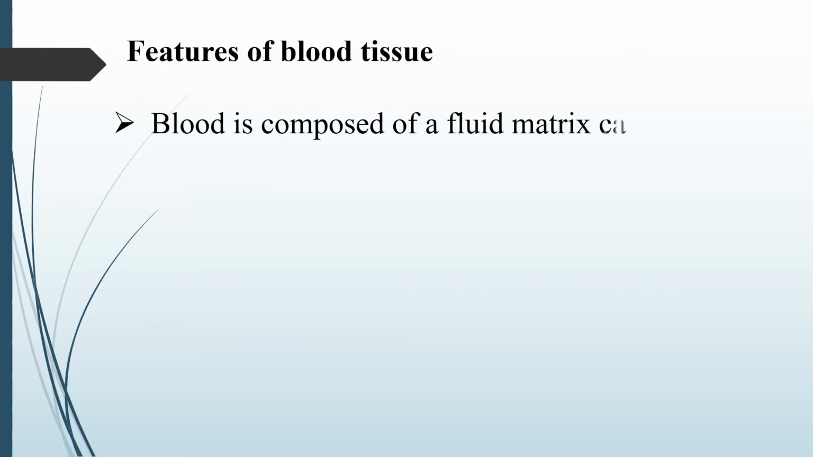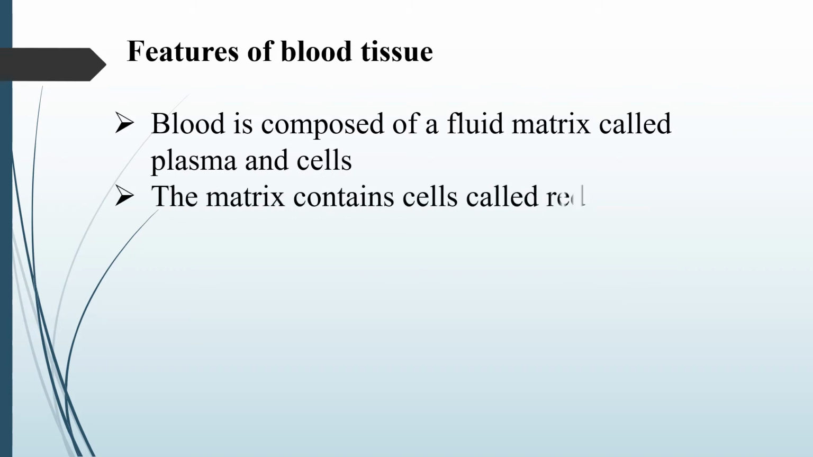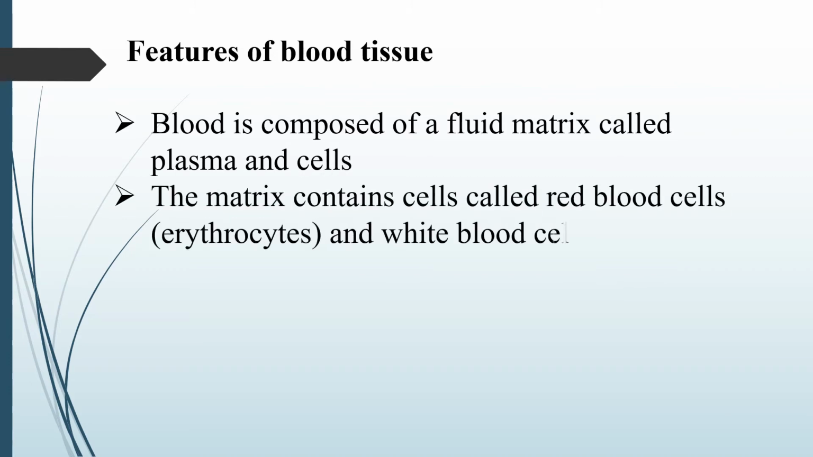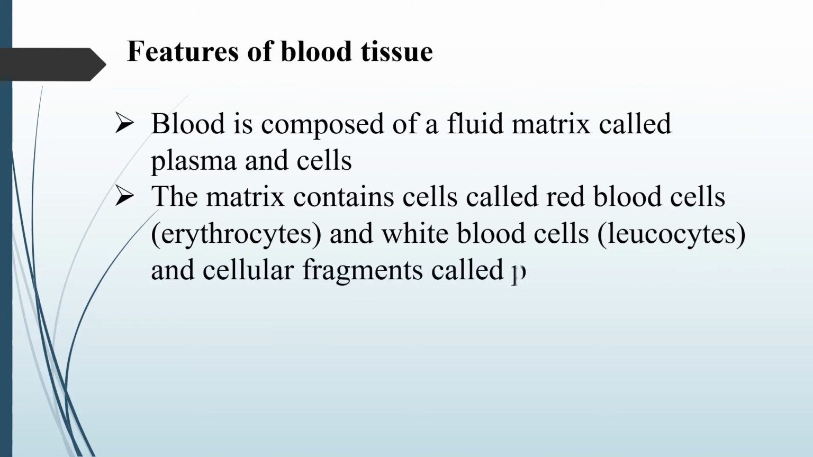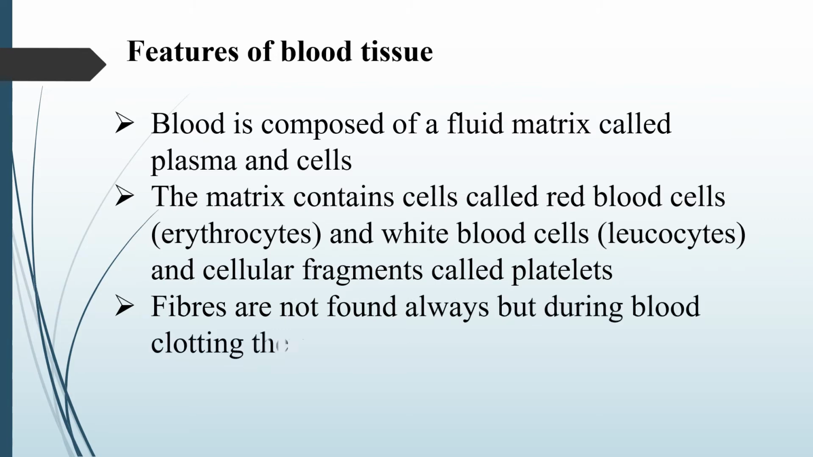Let's see what are the features of blood tissue. Blood is composed of a blood matrix called plasma and there are cells. The matrix contains cells called red blood cells, erythrocytes, and white blood cells, which means leukocytes, and cellular fragments called platelets. Fibers are not found always, but during the blood clotting process, the fibers appear.